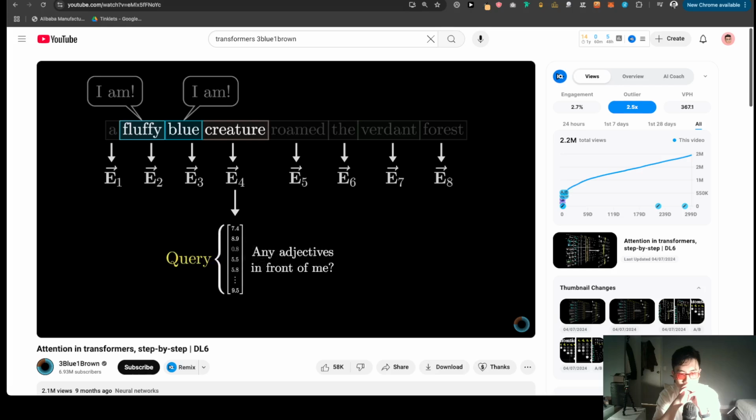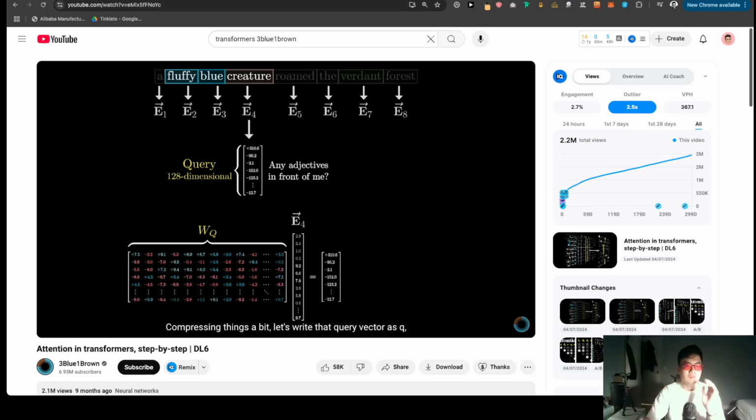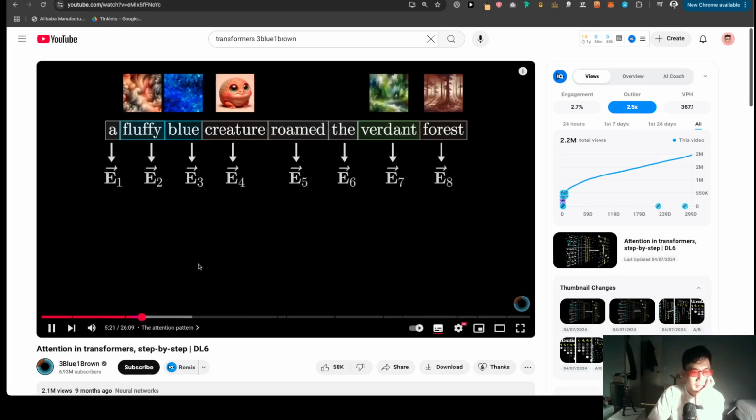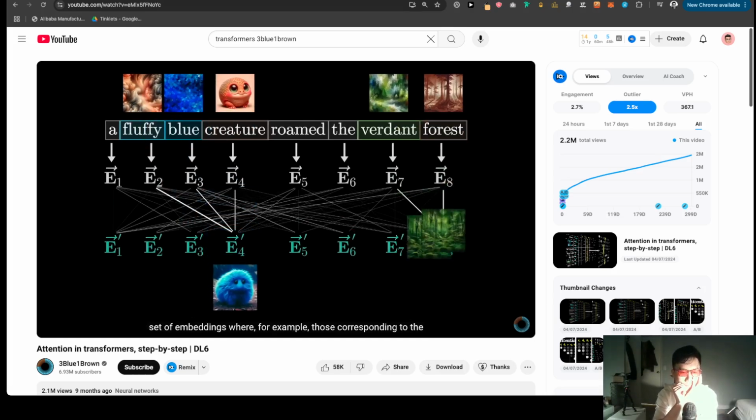for this word. This query vector, though, has a much smaller dimension than the embedding vector, say 128. Computing this query looks like taking a certain matrix, which I'll label WQ, and multiplying it by the embedding. Compressing things a bit, let's write that query vector as Q with the letter E. The goal is to have a series of computations produce a new refined set of embeddings where, for example, those corresponding to the nouns have ingested the meaning from their corresponding adjectives.